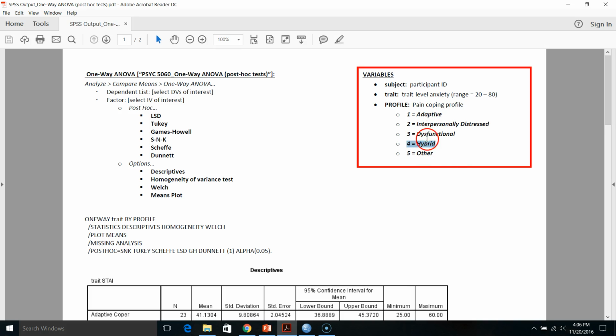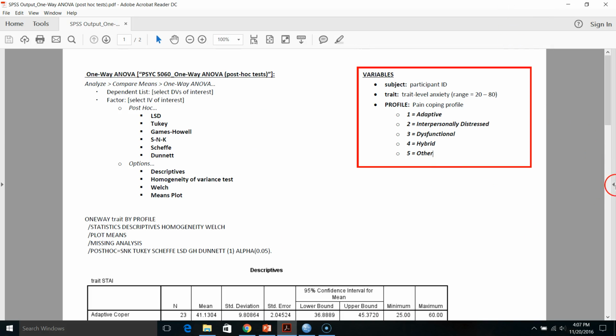Hybrid is a combination of these first 3 groups, and then other is the catch-all of people who don't fall into these groups. Okay, so basically we've got 5 different types of coping profiles, right? So we've classified people as adaptive, interpersonally distressed, dysfunctional, hybrid, or other in terms of their pain coping. And what we're interested in is if we see differences in trait level anxiety across these 5 groups.